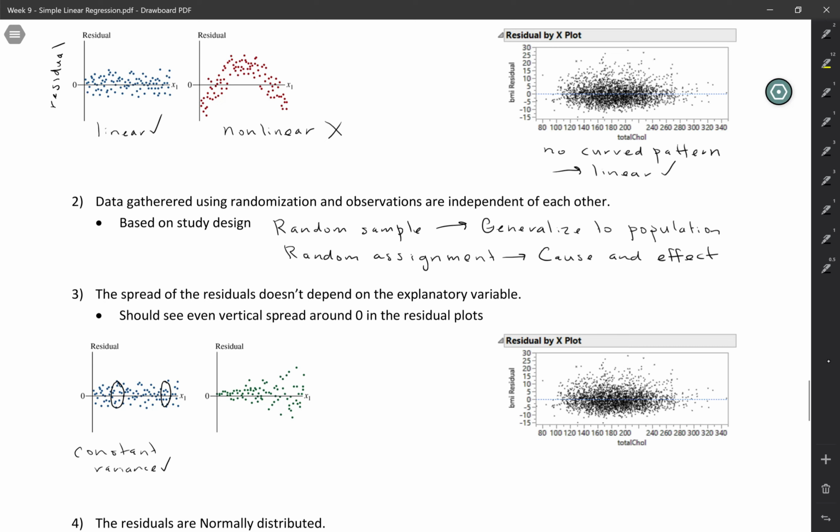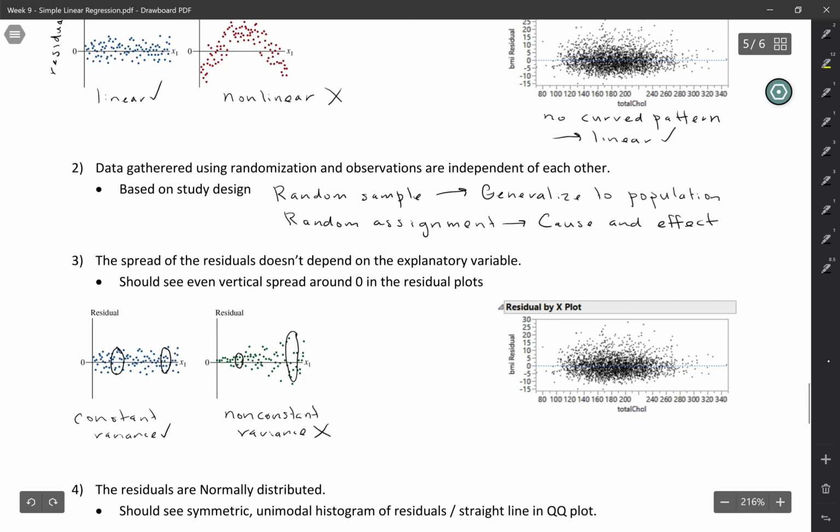What we're concerned about is graphs like this, where you have really small spread on one end, like you've got really precise estimates on one end, and then it's much more flared out at the other end. This would indicate non-constant variance. So this would be a problem with our assumptions because it seems like the spread of the residuals changes based on x.